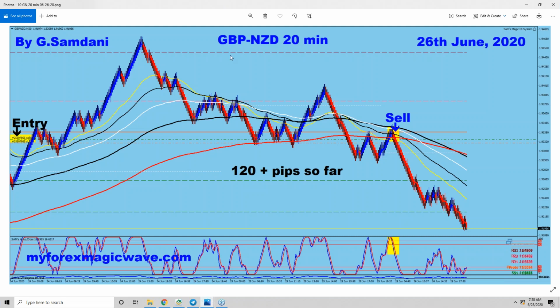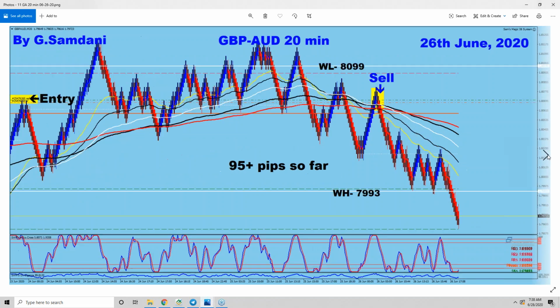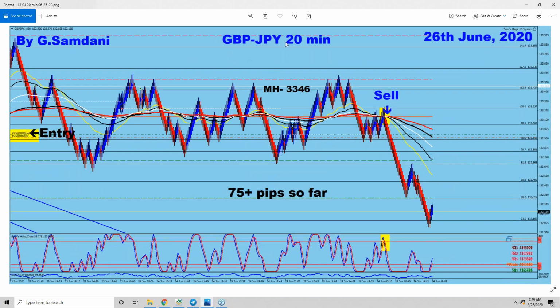First, pound Nuzi from the 20-minute chart. Look how nice the setup is, by the book. I found it on June 26th, and before the market closed, I closed the trade here, a 120 pip drop from here to here. Pound Aussie, same story here, and 95 pips on Friday, last Friday. And the third one, pound yen, a beautiful entry here on Friday the 26th, 75 pips.